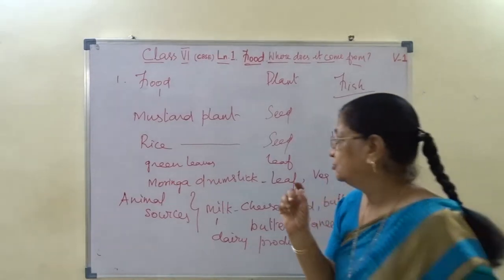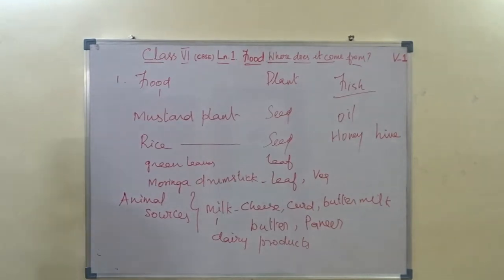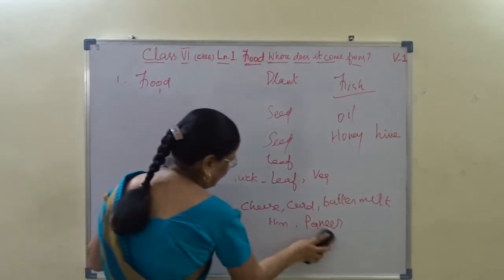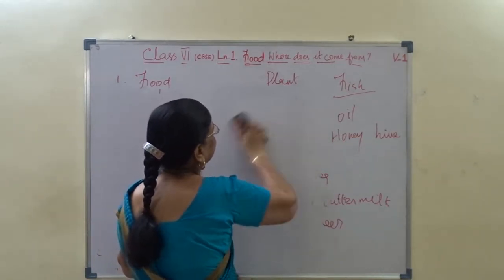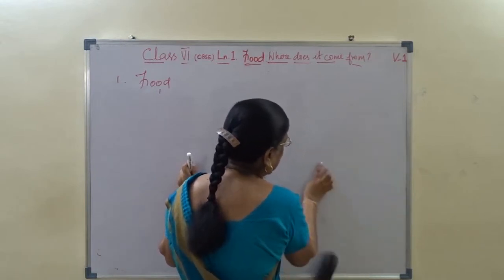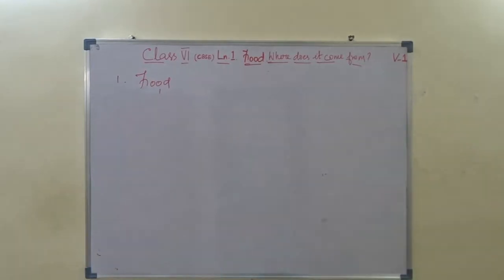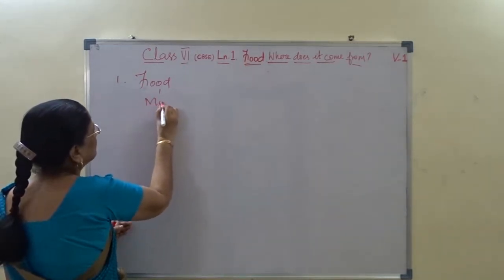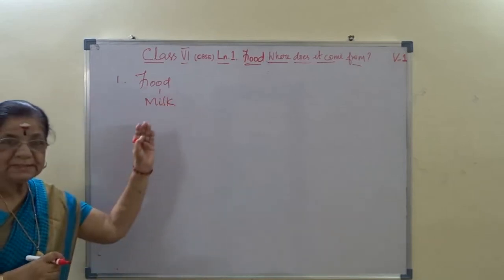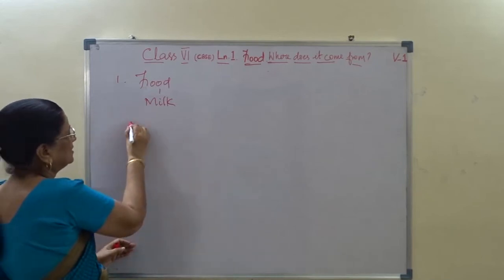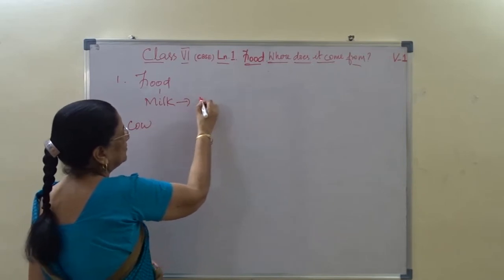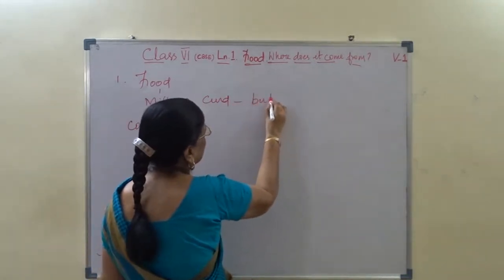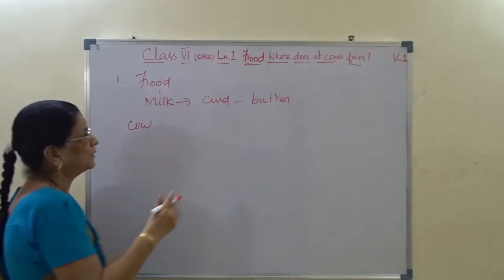I hope you understand. So now, as one example, I say milk. Milk is one example I give you. Milk is what product? An animal product. So this milk, what is the source for the milk? That is cow milk. Curd, the curd is made from milk, then butter, and then ghee.